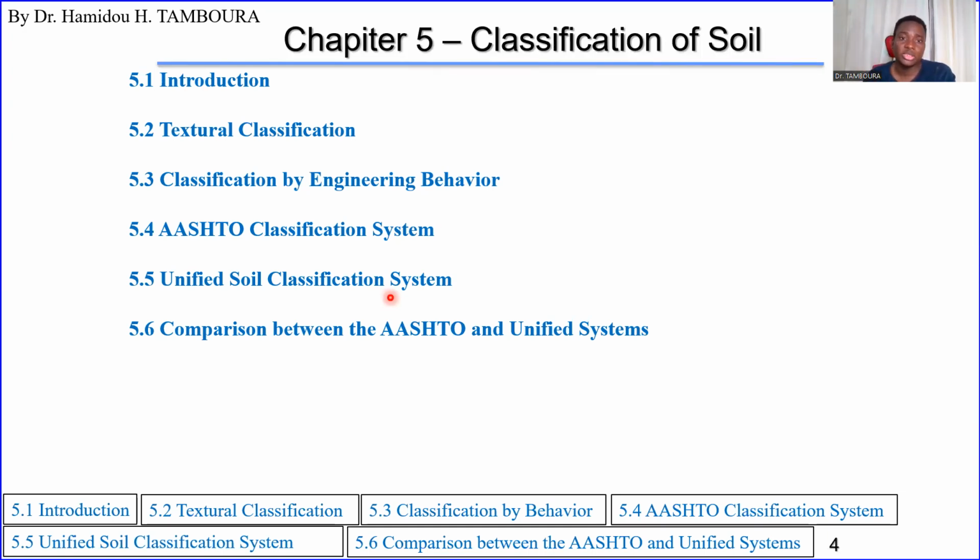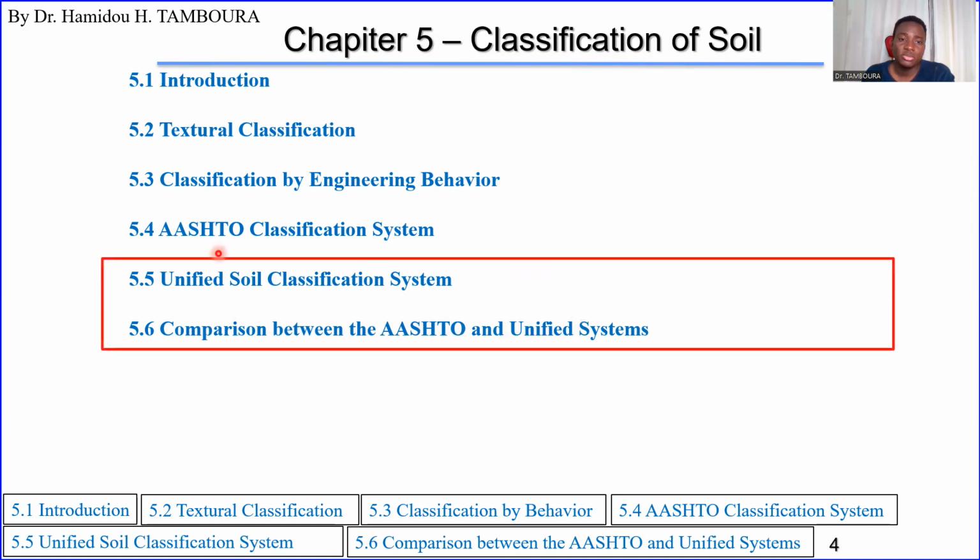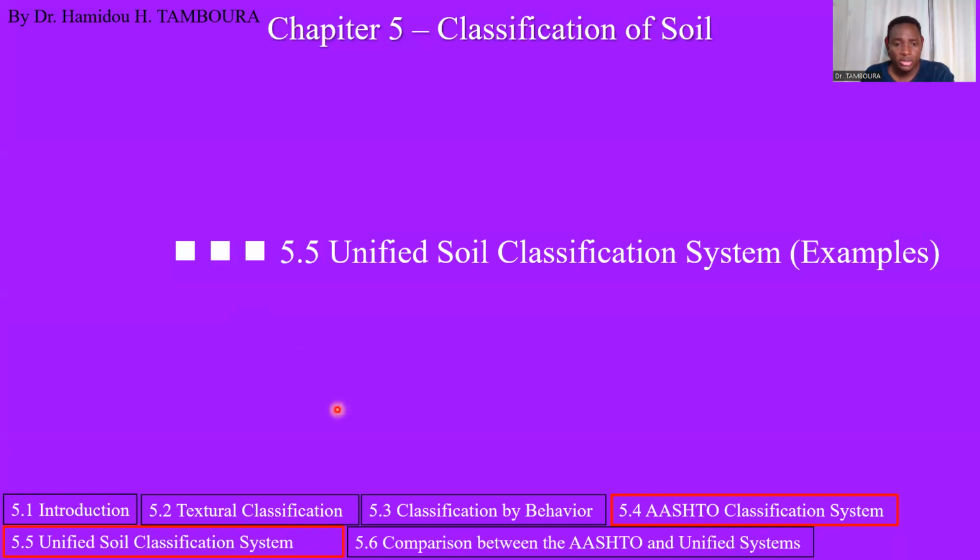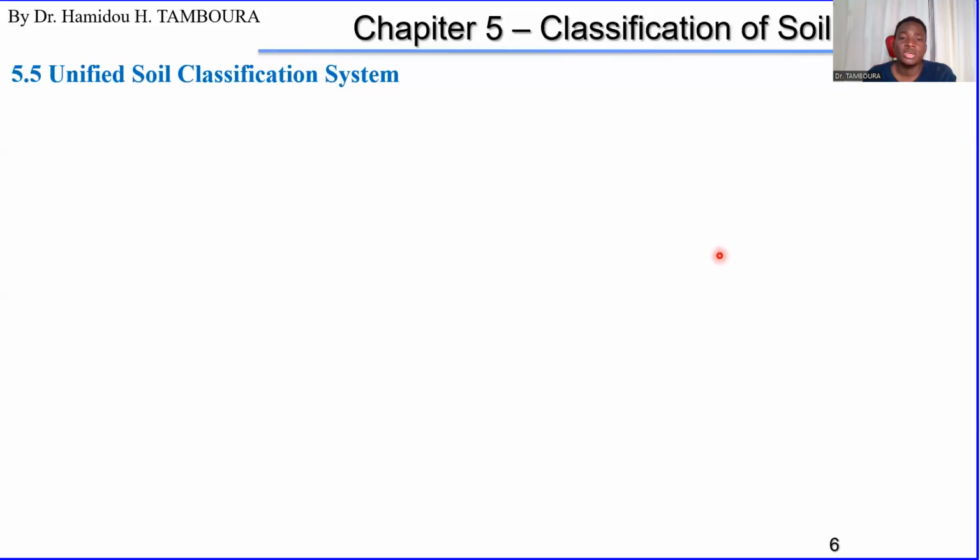Because this fifth point is the one we worked on last time in the previous video. So in this video we will just do 2 examples on this system, and then we go to the last point, which is comparison between the AASHTO system and unified system. So this video will focus on these 2 points. Sorry, not this one. This one, unified classification system examples.